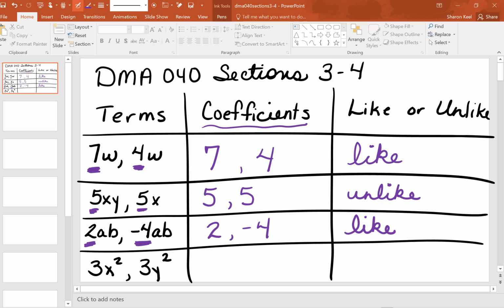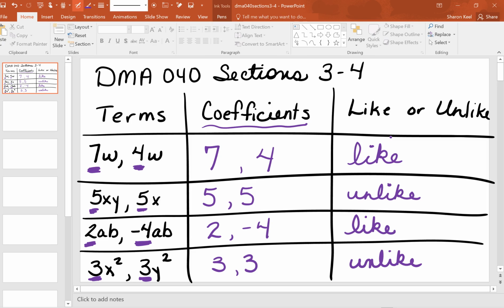In my last example here, 3x squared, the coefficient is a 3. In my next example, 3y squared, the coefficient is also a 3. However, when I look at x squared and y squared, true, they're both squared, but the base variable is different. So since they are not the same, these would be unlike. They are not like terms.